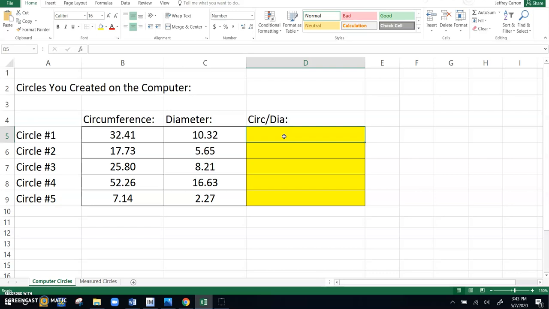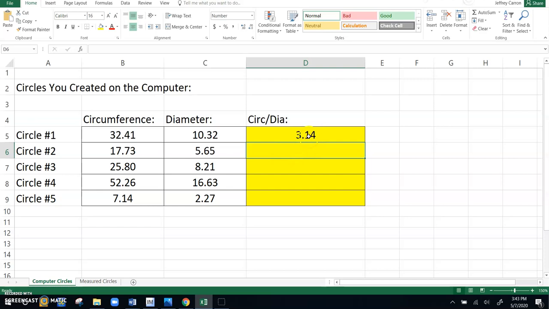anytime you want to put a formula into Excel, you start by typing in the equal sign. And then I want to take this cell right here, which represents the circumference, and then I'm going to go on my keyboard and hit the divide key. And I want to divide it by the diameter. So I click that, I press enter, and it ends up being 3.14.